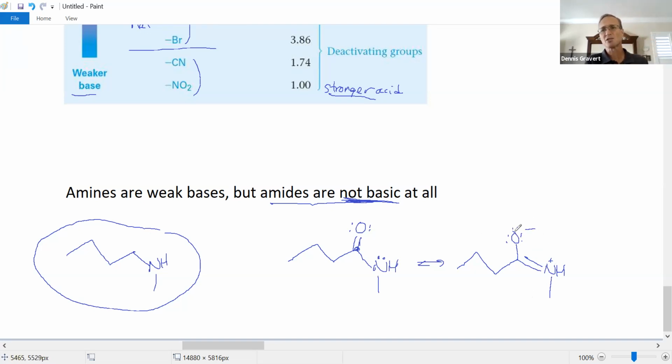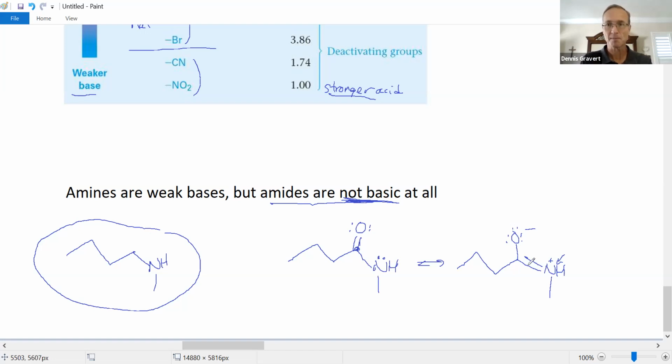This resonance structure has charges. It's not as stable as something with neutral charges, so this is not a strong contributor. It's not a very strong resonance structure, but it helps explain, hey, nitrogen, you feel like being basic? I don't have a lone pair. Can't be a base.